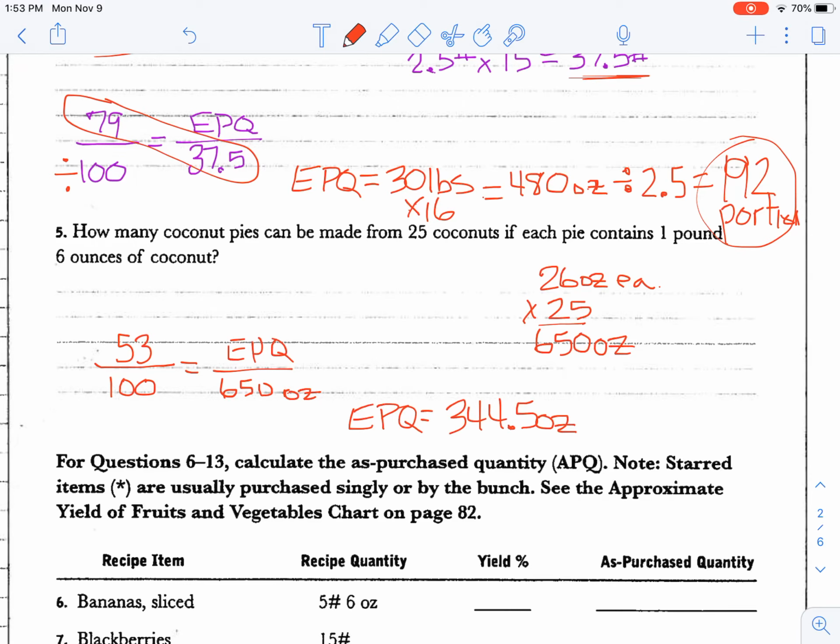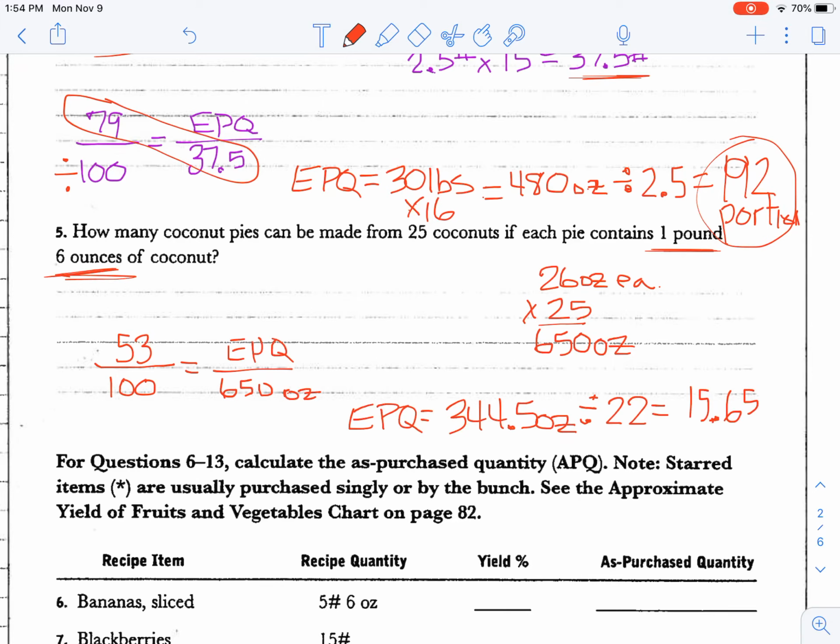Now, does that answer the question? The question was, how many coconut pies could we make? We cannot make 344 coconut pies. Each pie contains 1 pound, 6 ounces. So if you do a little bit of conversion there, 1 pound is 16 ounces, plus the 6 would be 22 ounces. There's 22 ounces of coconut in each pie. So if we divide this by 22, that's going to tell us how many coconut pies we would be able to make. What the calculator gives us is 15.65 and so on.